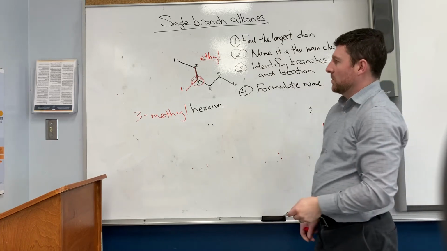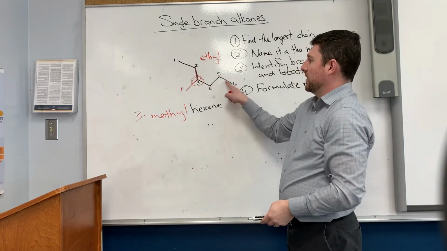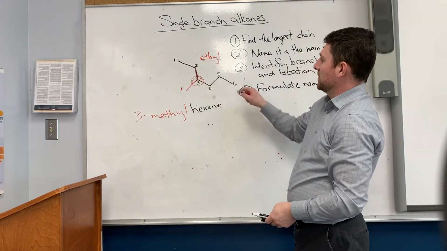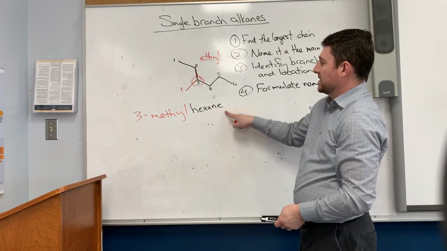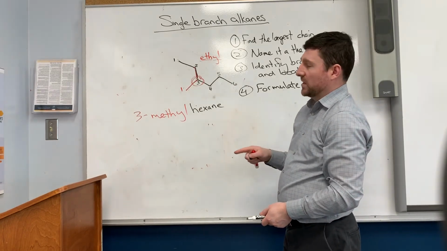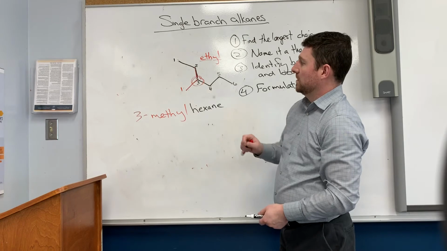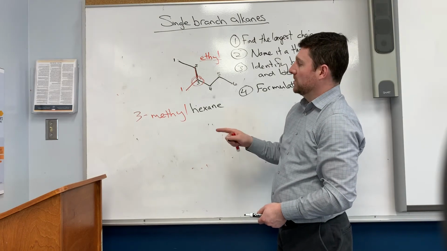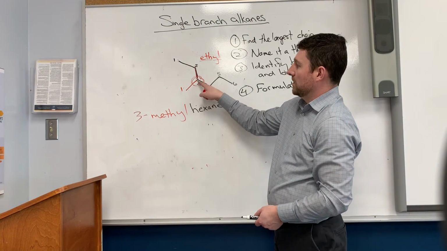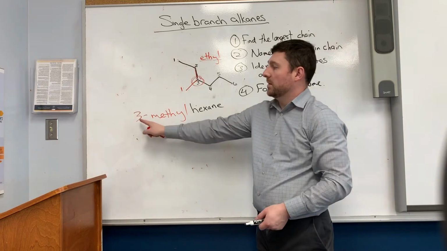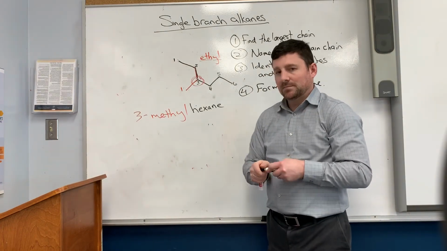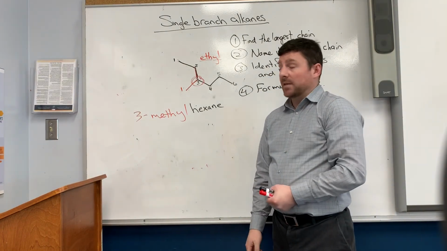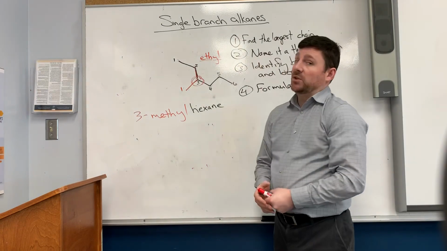So we're looking at this, find the main chain first. It's 6 carbons long. A 6 carbon long chain is a hexane. Identify any branches and their locations. Well, there's 1 single carbon branch, so that's a methyl branch on the 3rd carbon. So we call it a 3-methylhexane. Okay, I think that covers everything about single branch alkanes.